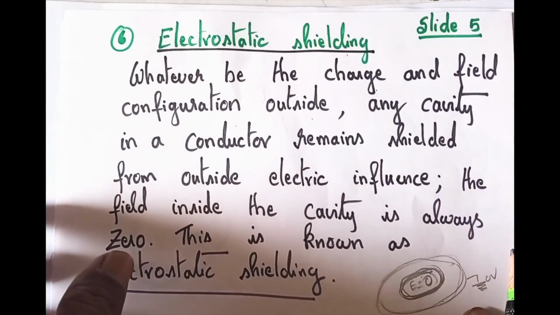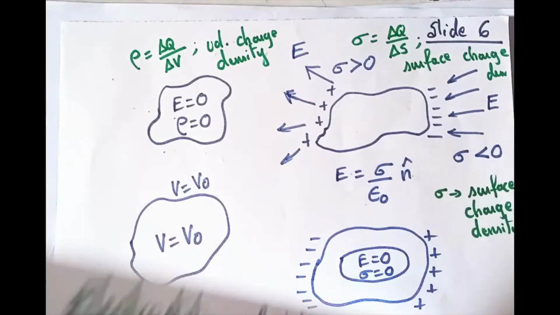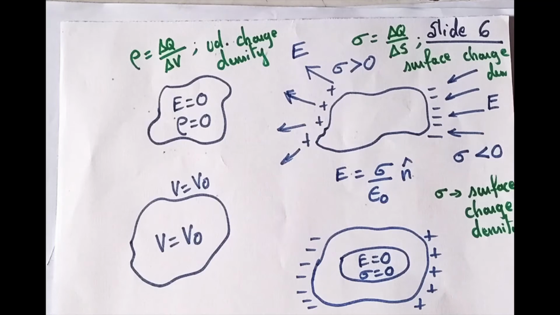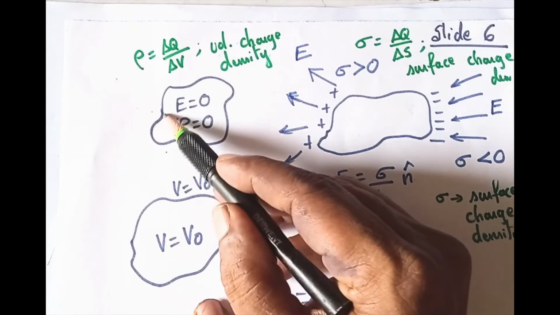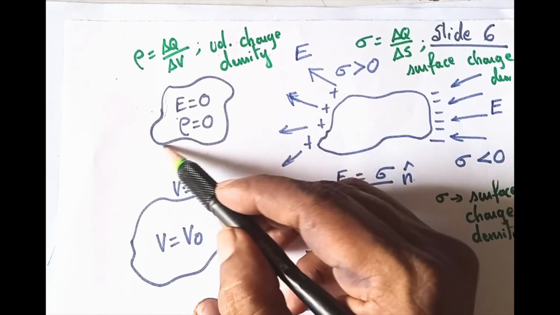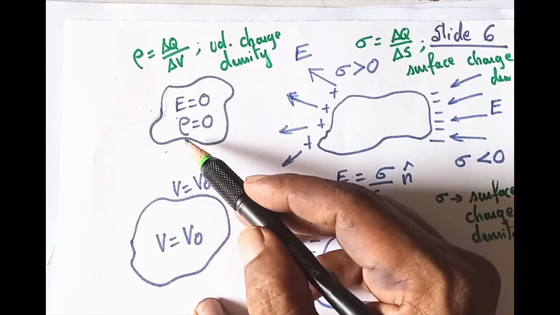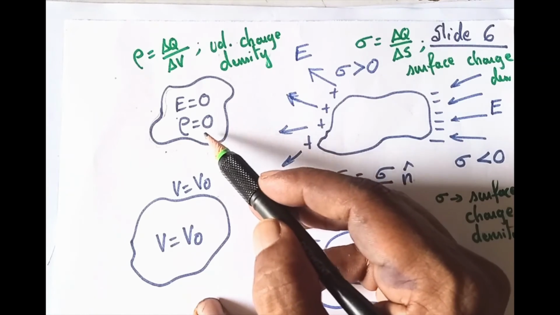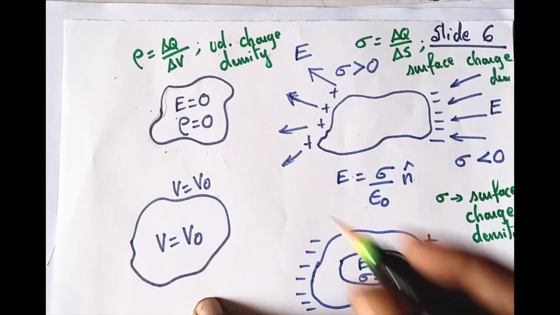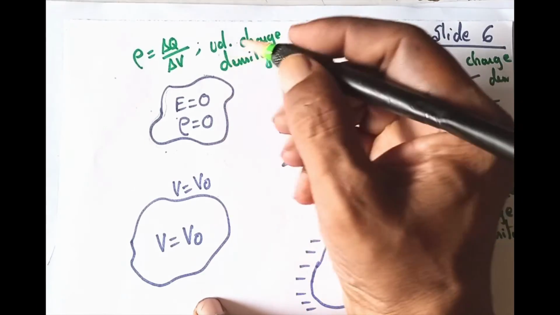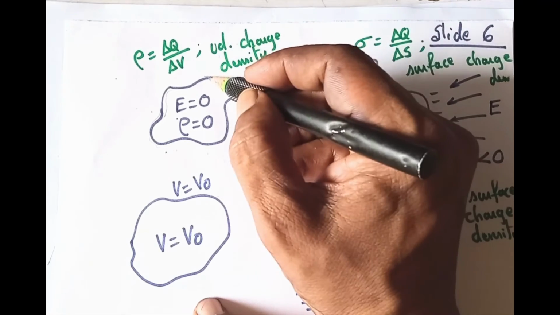Now we have seen all the major points related to electrostatics. So in a nutshell, we have to see the important points. Now this is a conductor. I have taken an irregular conductor. The electric field is 0 and the volume charge density is 0 inside the conductor. This is the first point. And the electric field, if at all there is any, is directed normal to the surface.